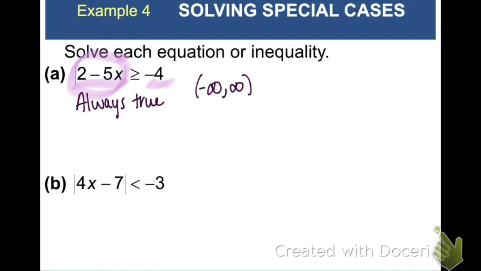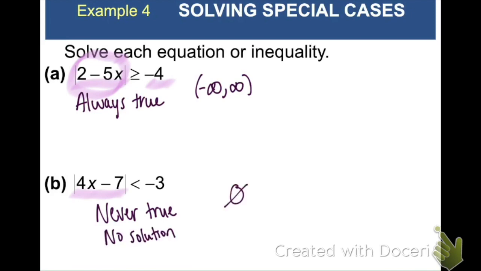Okay, and for B, we have an absolute value less than a negative number. So we have something that's always going to be positive less than a negative number. That's never true. You can never have a positive number being less than a negative. So we're going to have no solution. The way we write that in set notation is just the empty set. So a circle with a line through it.